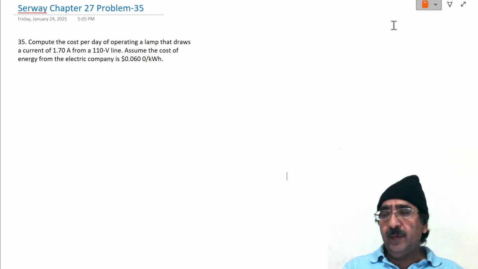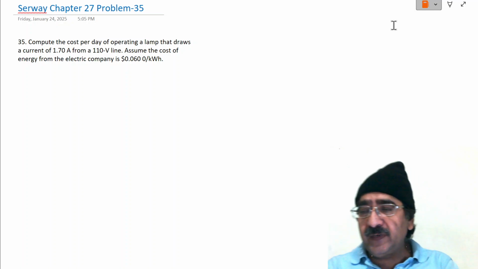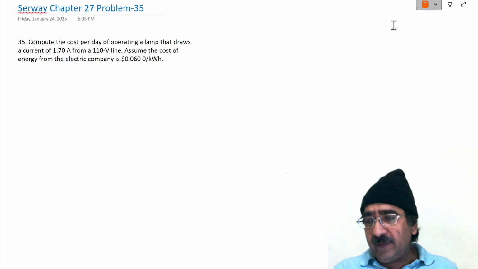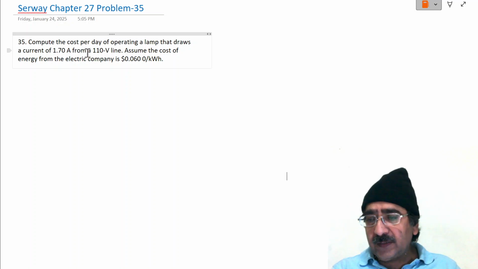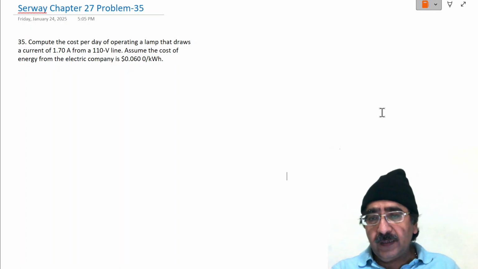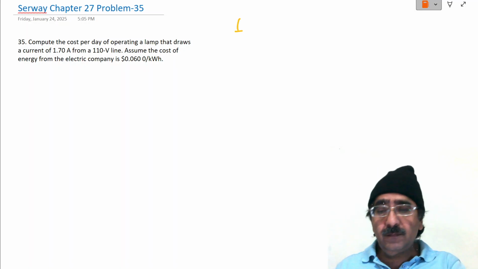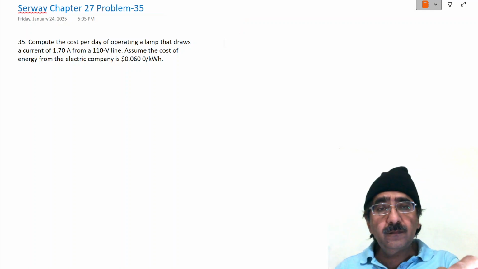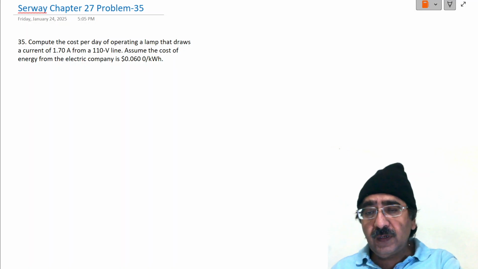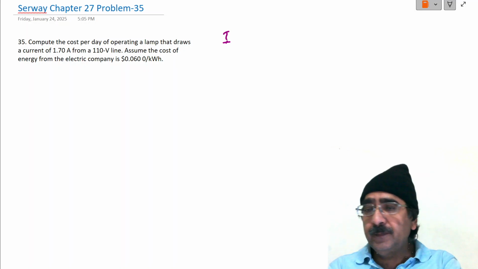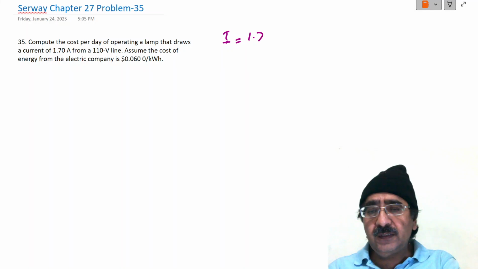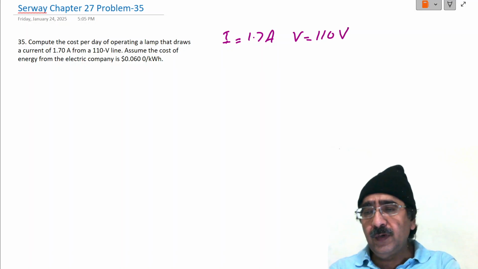Now we will solve problem number 35 from chapter 27 survey. Problem 35: compute the cost per day of operating a lamp that draws current. That current is 1.7 ampere. Voltage is 110 volt.